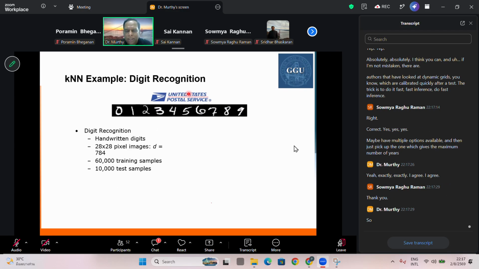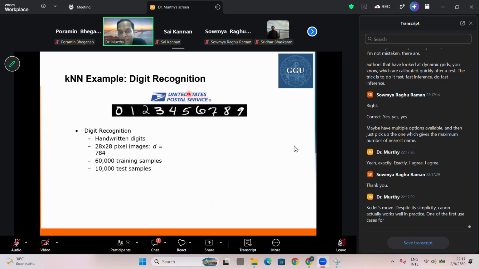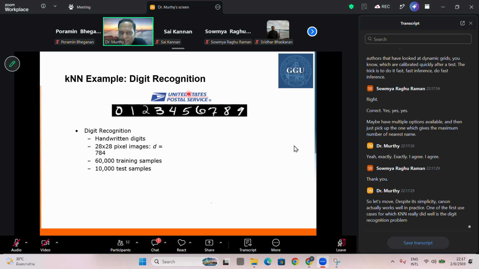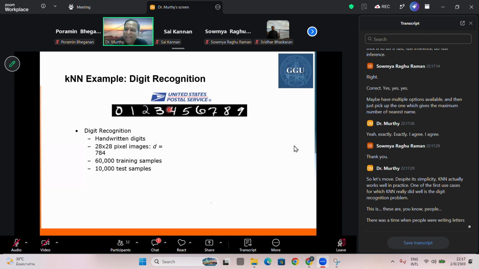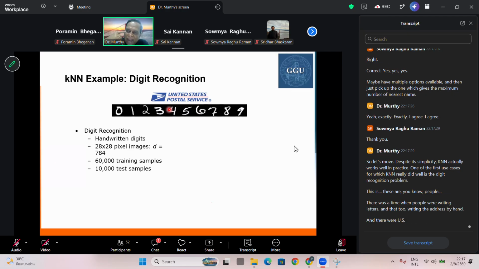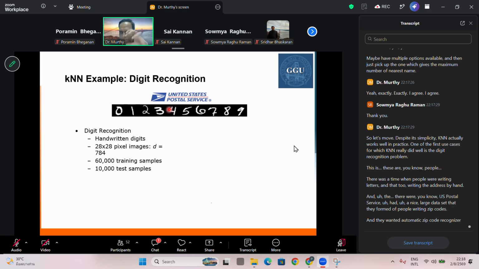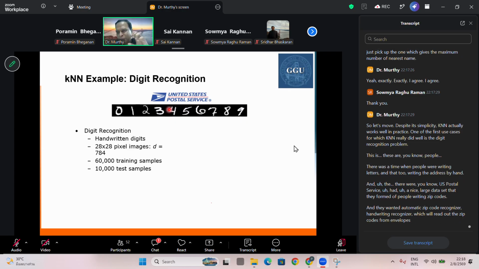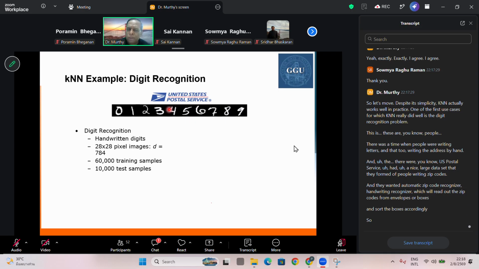So let's move on to why, despite its simplicity, KNN actually works well in practice. One of the first use cases for which KNN really did well is the digit recognition problem. There was a time when people were writing letters, and writing the address by hand. The US Postal Service had a nice large data set of people writing zip codes, and they wanted an automatic zip code and handwriting recognizer, which would read out the zip codes from envelopes and boxes, and automatically sort packages based on the zip code.